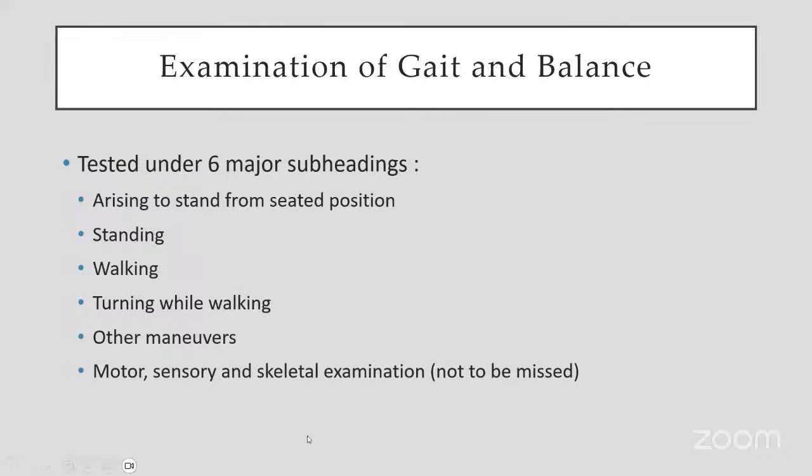So, examination of the gait and balance. The examination should be done under six major headings. We have to ask the patient, in a seated chair position, to rise to stand from a seated position without any support. Then he has to start walking, walk a certain distance, and turn while walking. And other maneuvers also. We shouldn't miss the motor, sensory, and skeletal examination.